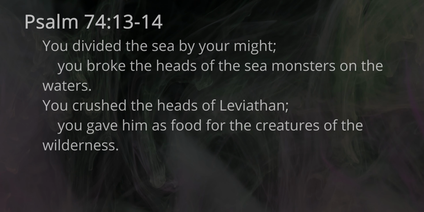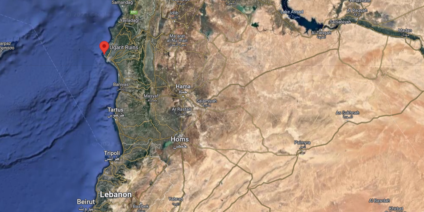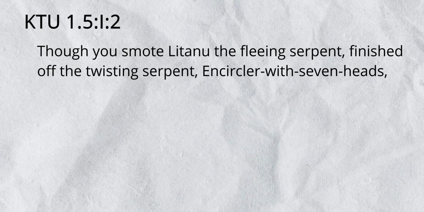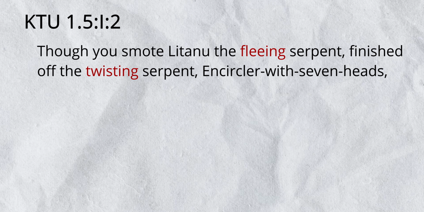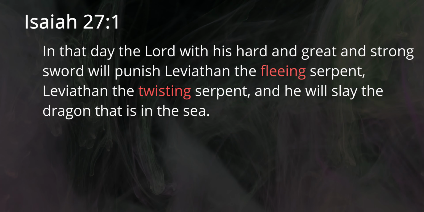In Psalm 74, God describes the creation of the world as the crushing of the heads of Leviathan. Last time I checked, plesiosaurs and mosasaurs did not have multiple heads. In the Canaanite religion just next door to the Israelites, we have found a reference to a mythological sea dragon known as Litanu who had 7 heads. Linguists even believe that the word Litanu is the same word as Leviathan, just in the Ugarit language. Additionally, the 7-headed Litanu is described as a fleeing and a twisted feasting serpent, just like the description of Leviathan in Isaiah 27.